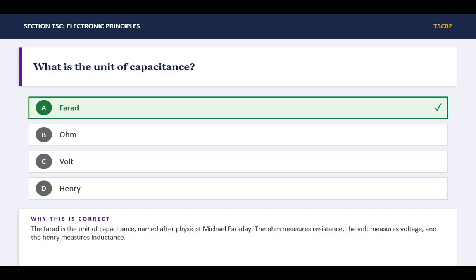What is the unit of capacitance? A. Farad. The farad is the unit of capacitance named after physicist Michael Faraday. The ohm measures resistance, the volt measures voltage, and the Henry measures inductance.